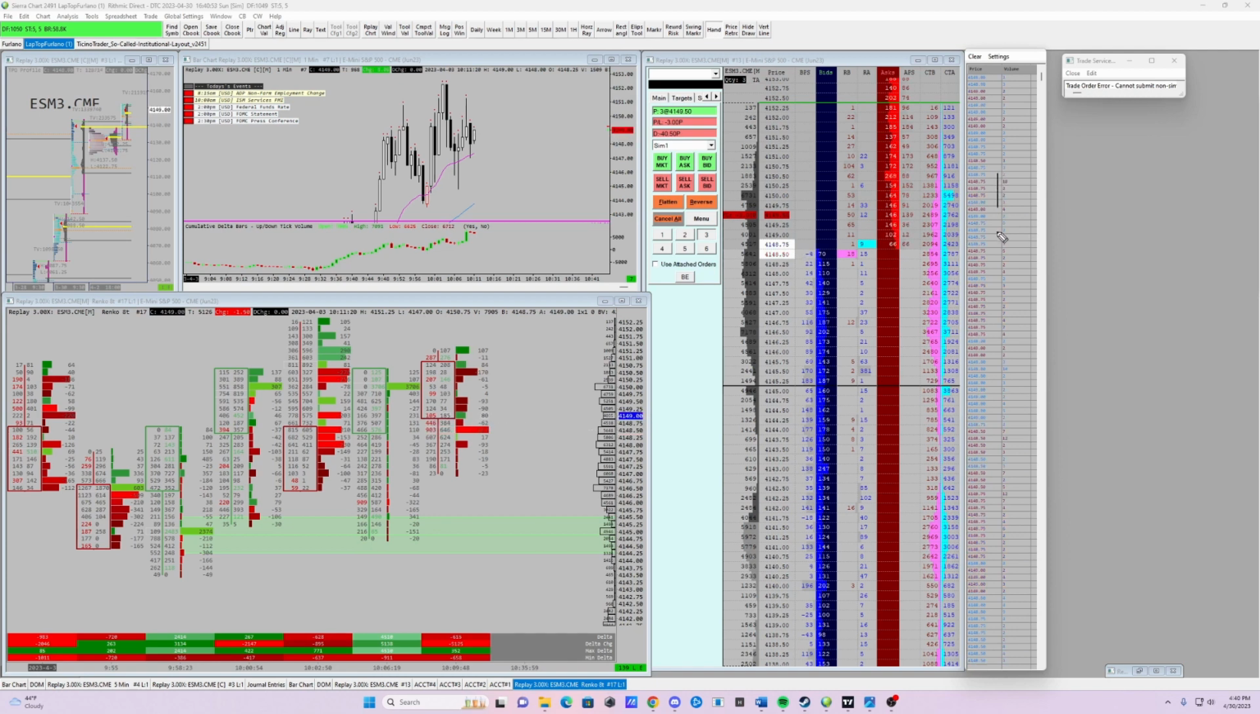The tape was just wildly printing red. Those are orders hitting below the bid, okay? Below the bid. And Sims got us into another trade for whatever reason. We'll flatten.